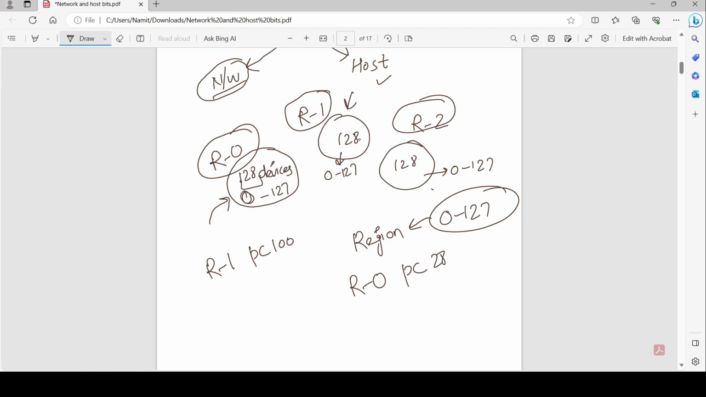overall presence of a device, which is nothing but the network. This is one network, this is another network and this is another network. Similarly, all the device numbers are nothing but host bits. So the host bits can be the same, but the network bits cannot be the same, one thing.